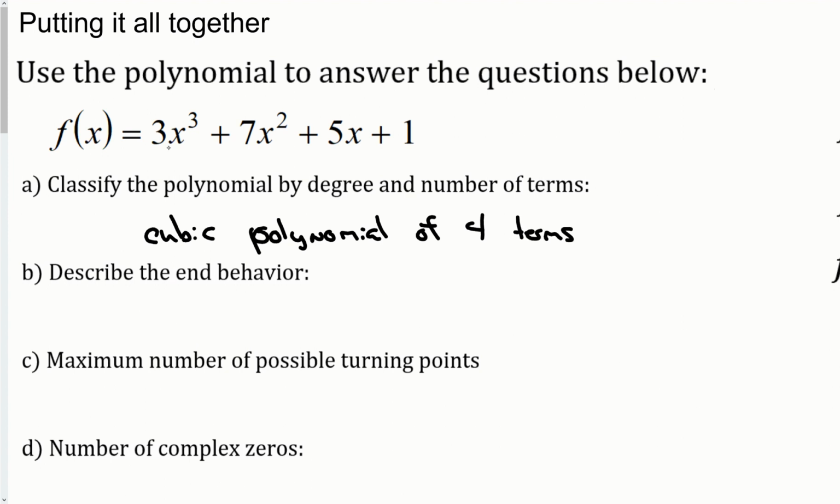Describe the end behavior that I get by looking at the first term, right? Because it is positive and odd, the left side goes down, the right goes up. The maximum number of turning points? Well, any graph can turn one less time than the degree. So the maximum number of turning points is 2.